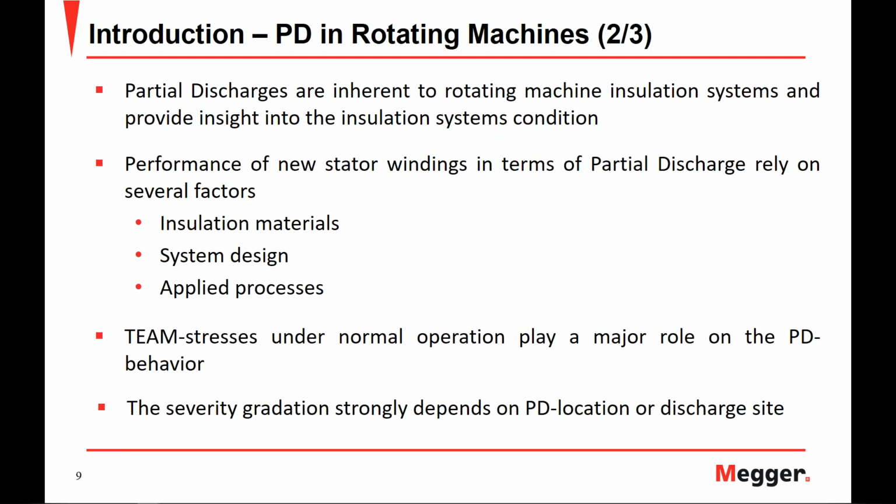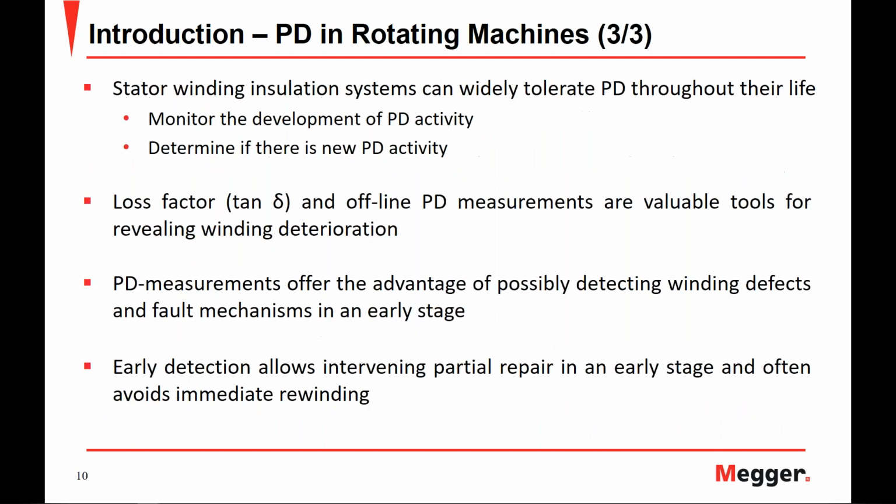The severity gradation strongly depends on the partial discharge location or the discharge site within the winding, which could be the slot, at the overhang, or at the field grading. And we'll take a look at examples of this and how they affect your partial discharge measurement. Since partial discharge activity is inherent to rotating machines, the condition assessment of the stator winding is not necessarily about detecting any partial discharge, but more about accurately monitoring the development from the initial measurements, focusing on the rate of deterioration as well as any new partial discharge activity that may not have previously been there.